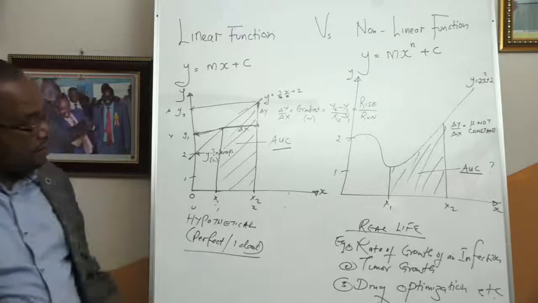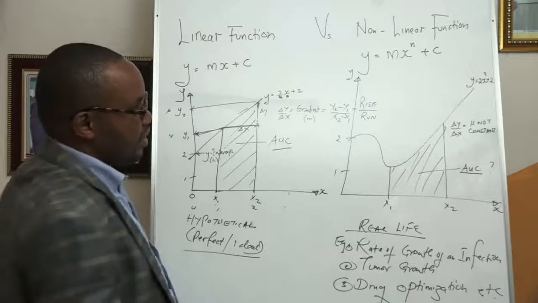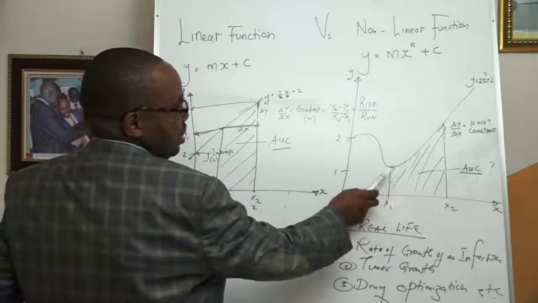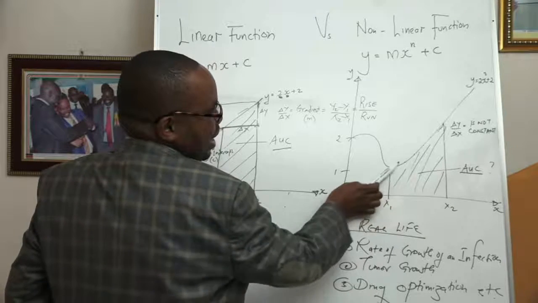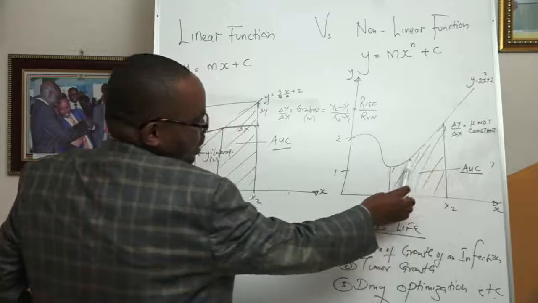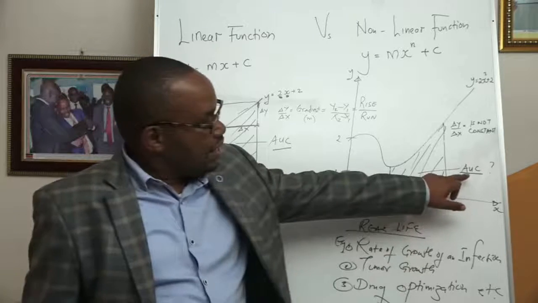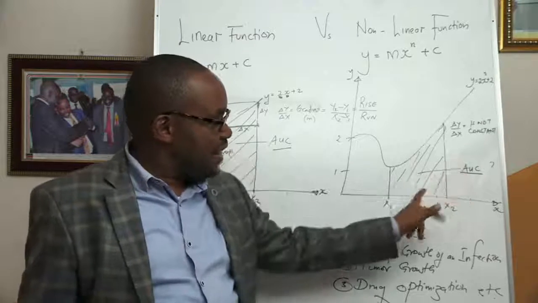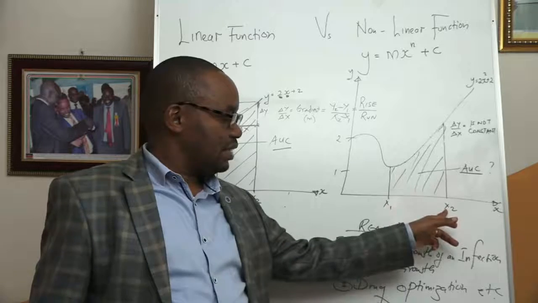Easy. However, for a parabola like this one, where the value keeps on changing, you cannot use it. You cannot use a triangle to calculate this area because there is no triangle here, as the gradient keeps on changing, so you may not be able to calculate the area under the curve. And the area under the curve is also important in research because it is the accumulation of whatever you are looking for between time x1 and x2.